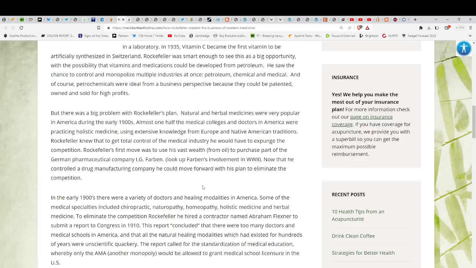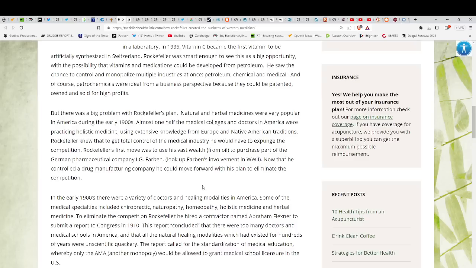Now that he had control of the drug manufacturing company, he could move forward with his plan to eliminate the competition. In the early 1900s, there were a variety of doctors and healing modalities in America. Some of the medical specialties included chiropractic, naturopathy, homeopathy, holistic medicine, herbal medicine. To eliminate the competition, Rockefeller hired a contractor named Abraham Flexner to submit a report to Congress in 1910. This report concluded that there were too many doctors and medical schools in America, and that all the natural healing modalities which had existed for hundreds of years were unscientific quackery.